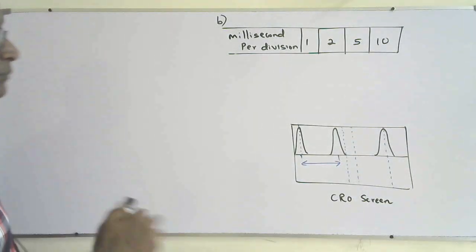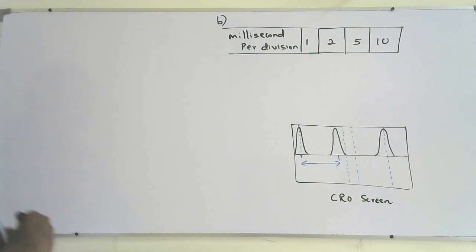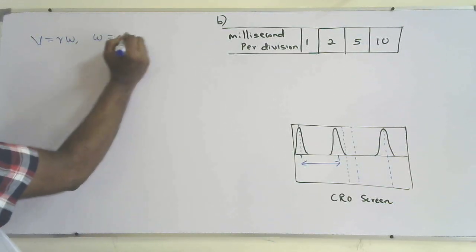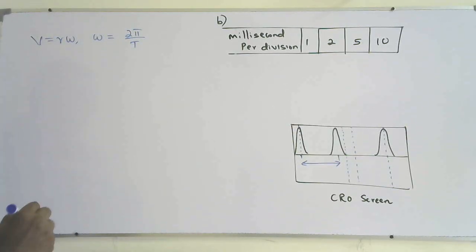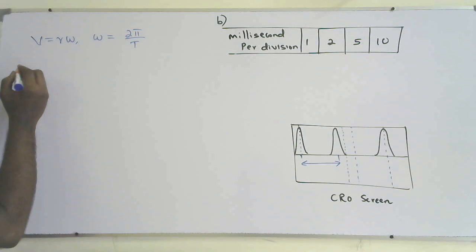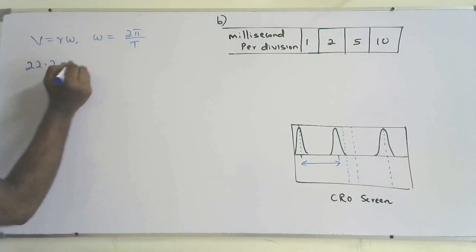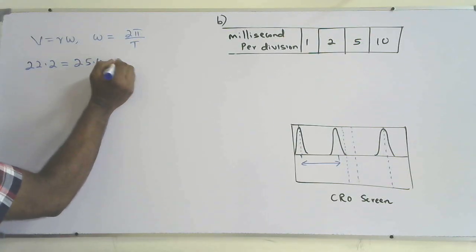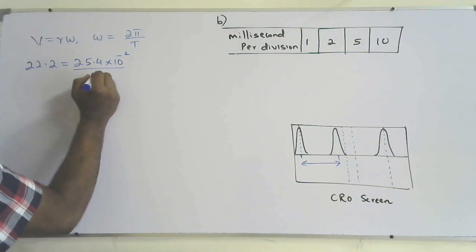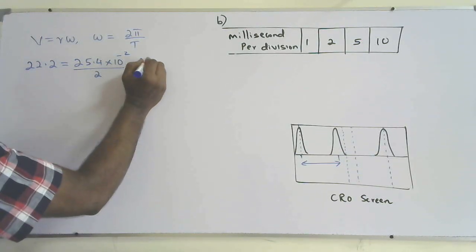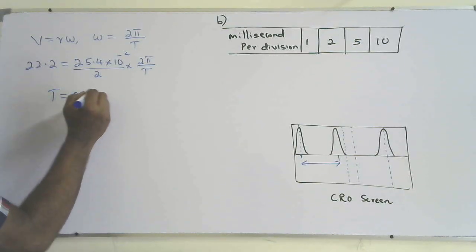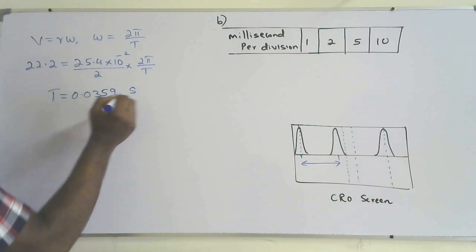Okay, so we'll find the time period. We know that v equals r omega, and omega equals 2 pi over T, right? So speed is given as 22.2, and R is given: 25.4 centimeters is the diameter, convert to meters and divide by 2 to get the radius. Using omega equals 2 pi over T, find T, and you will get 0.0359 seconds.